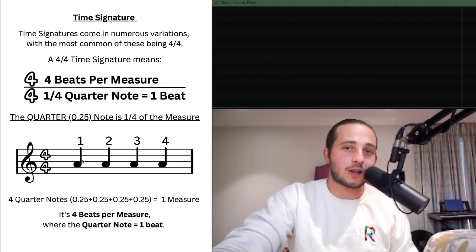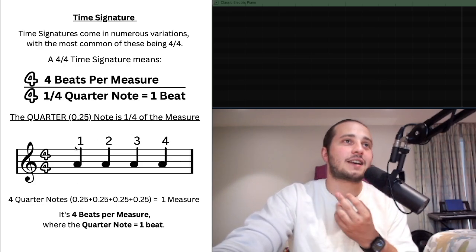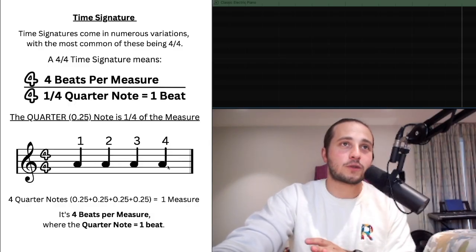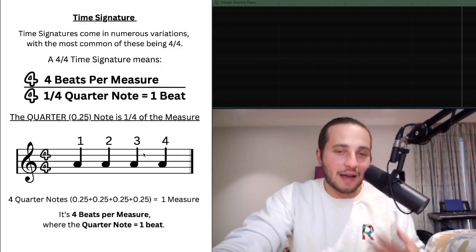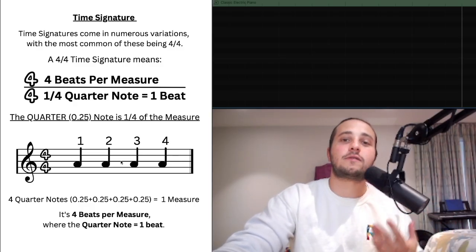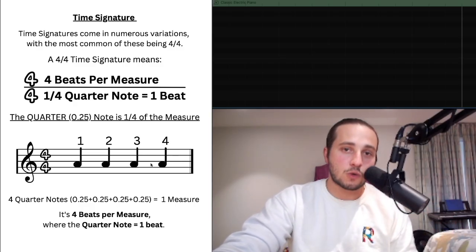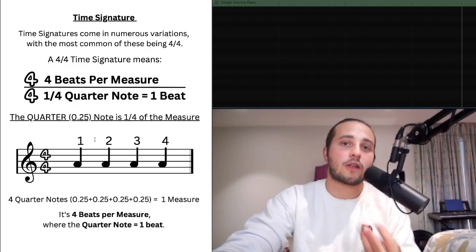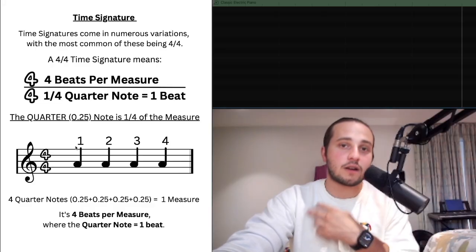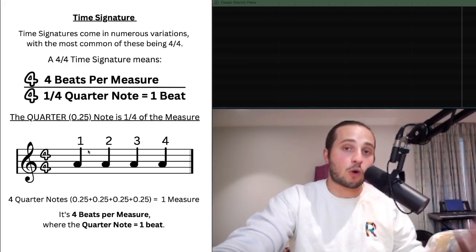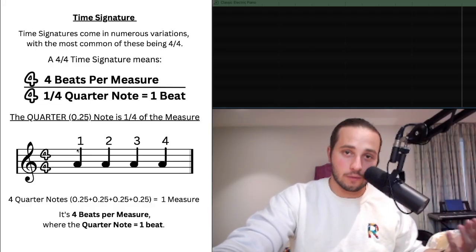So this is our quarter note, and we'll go over the kinds of notes shortly. As you can see, there are 4 quarter notes, which makes 1 measure. If we were to play this as a pattern, we would count it out like 1, 2, 3, 4, 2, 2, 3, 4, 3, 2, 3, 4, 4, 2, 3, 4. So that would be 4 measures right there of 4 beats.